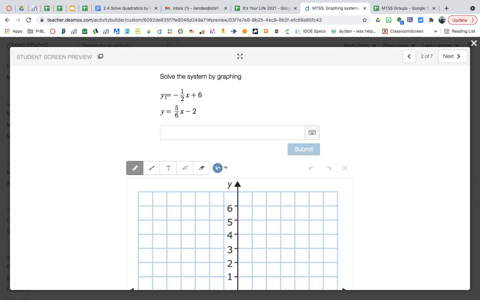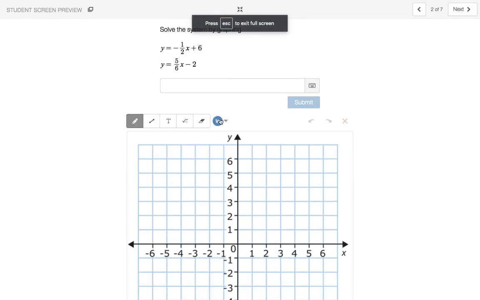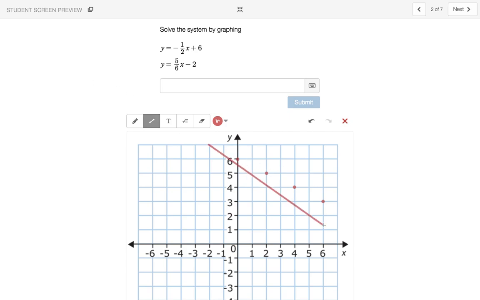Some problems are going to be really nice. They're already written in slope-intercept form, so we just have to graph them. For my first equation, my y-intercept is a positive 6, and my slope is negative 1/2. So I go down 1, over 2, down 1, over 2, and so on. Put a line through it.